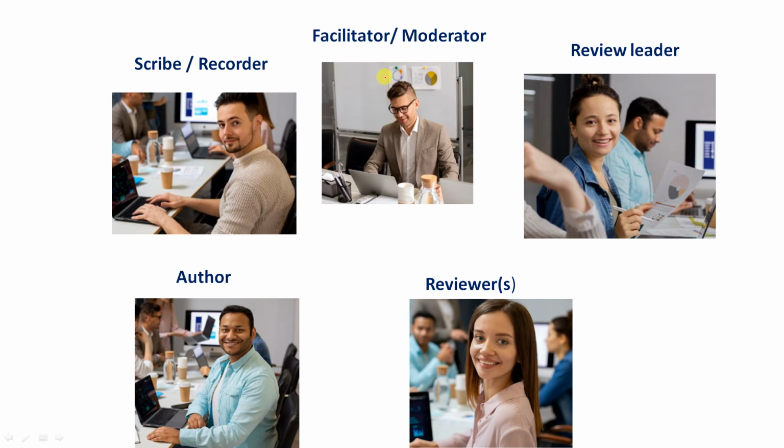Okay, so he is a boss, facilitator or moderator. She's a review leader. All right, review leader. As this is static testing, the entire things will keep on evolving around static testing only. So she's a review leader, reviewing the static document, and he is a scribe or recorder. He is an author, she is a reviewer. Many people maybe reviewers.